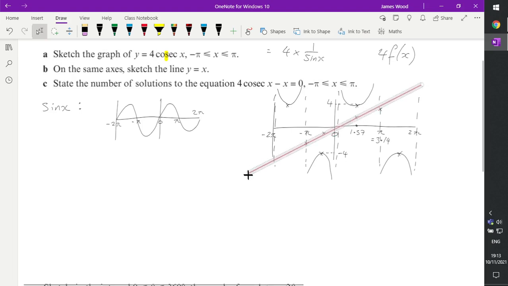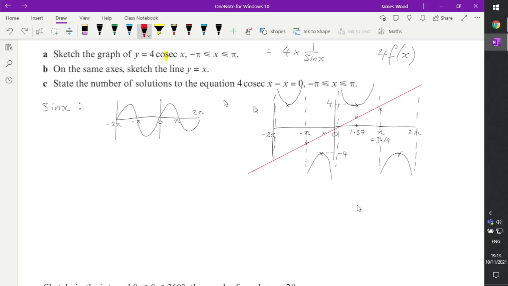Okay, but the important thing here is that you've got an approximate sort of scale for the gradient on here, but that they don't intersect between pi and minus pi. Obviously they will intersect later on, so beyond pi they will intersect a curve that's up here somewhere. But between just minus pi and pi they don't intersect.